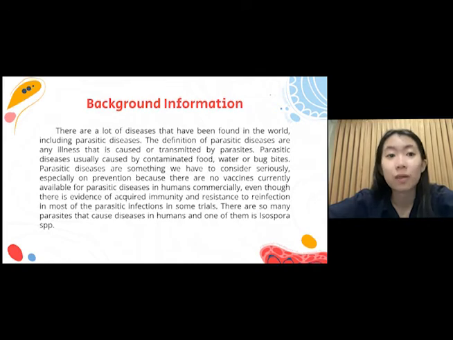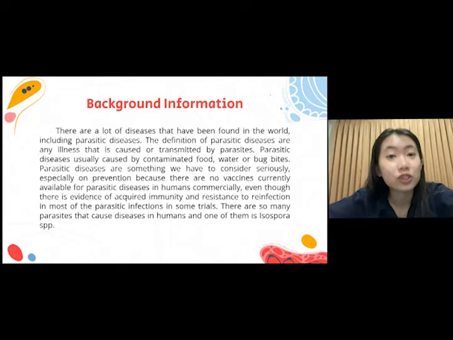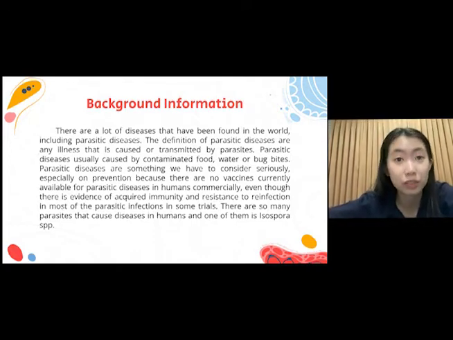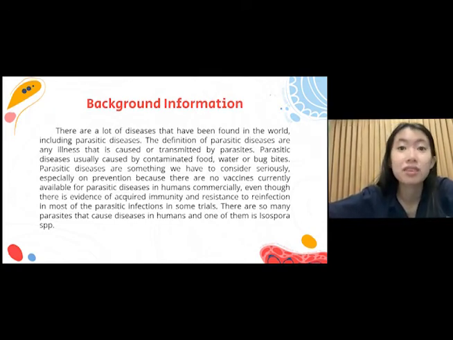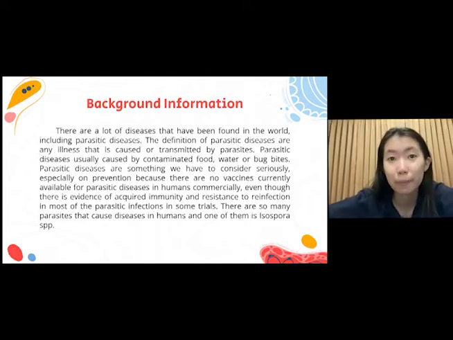Parasitic diseases are something we have to consider seriously, especially regarding prevention, because there are currently no commercially available vaccines for parasitic diseases in humans, even though there is evidence of acquired immunity and resistance to reinfection in most parasitic infections in some trials. There are so many parasites that cause diseases in humans, and one of them is Isospora spp., which has worldwide distribution and is more common in tropical and subtropical areas.